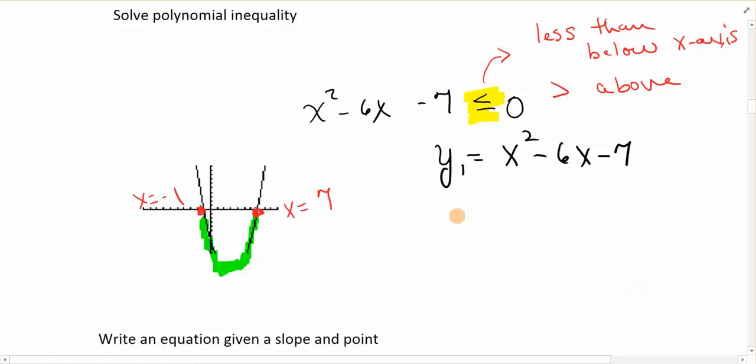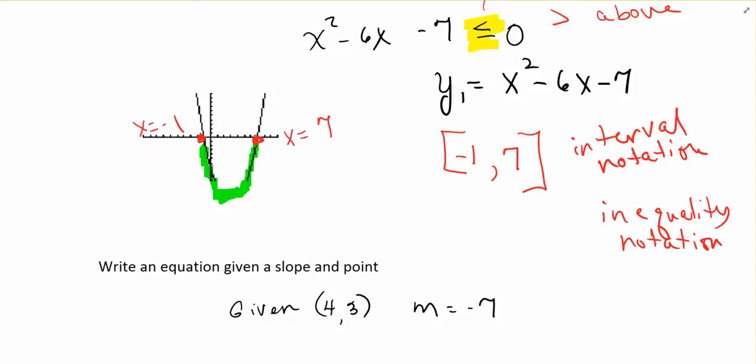So our solution is from -1 to 7. And we use brackets for that because it's got the equals. So this is interval notation. Inequality would be that x falls between 7 and -1. That would be the answer if they asked for inequality notation.